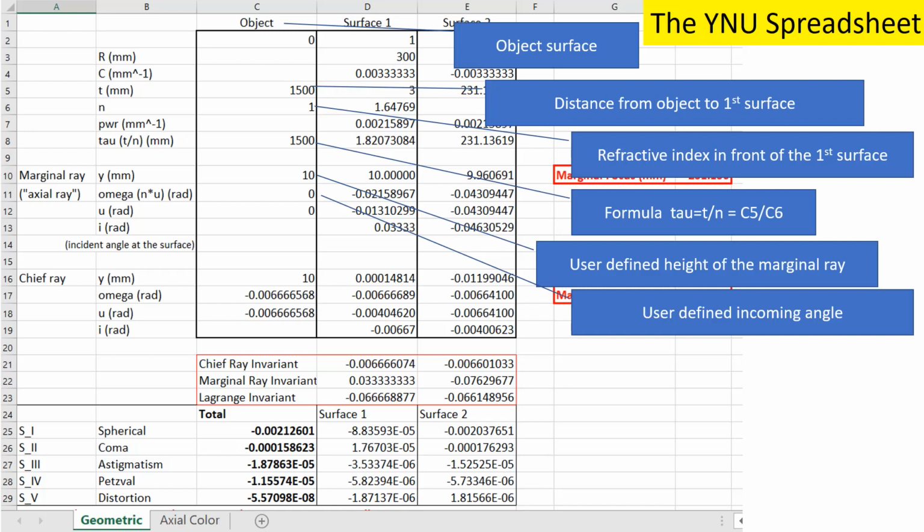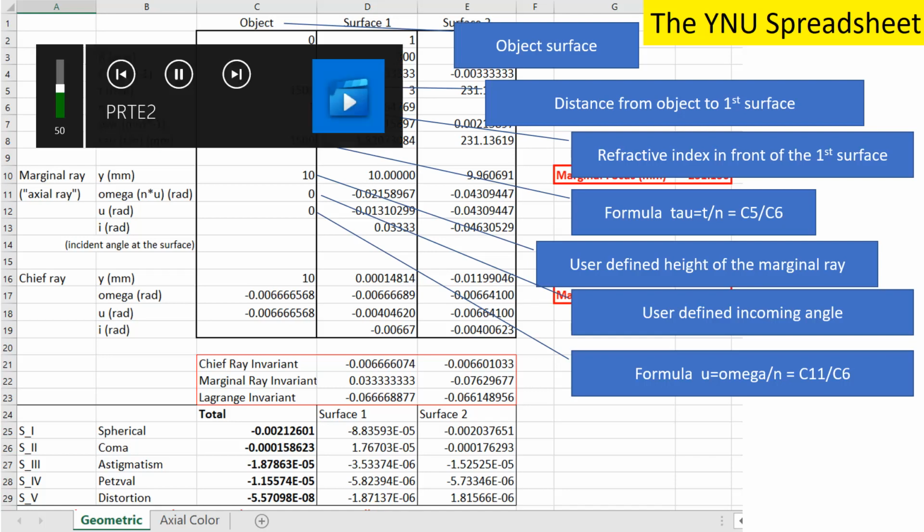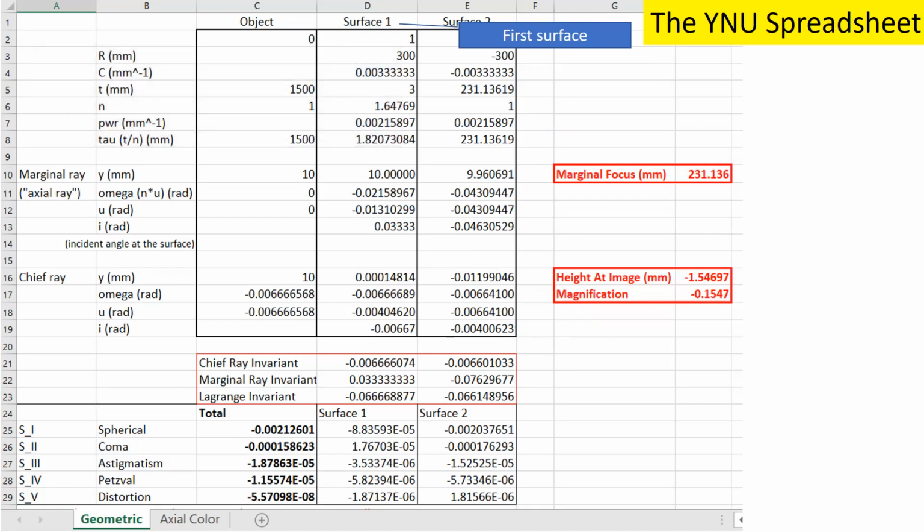The angle, okay, so this omega is also for computational but not conceptual convenience. It's the incoming angle U times the index of refraction. They're both 0 here. I put the formula in U, the user-defined value, in omega. Look at the second column of data. It pertains to the first surface. I have 2 numbers here.